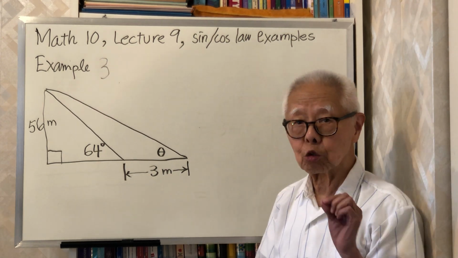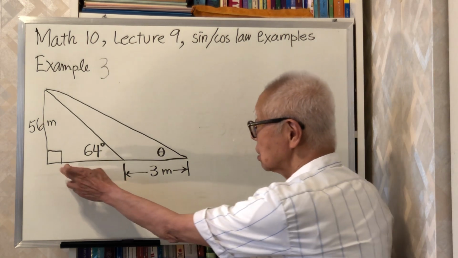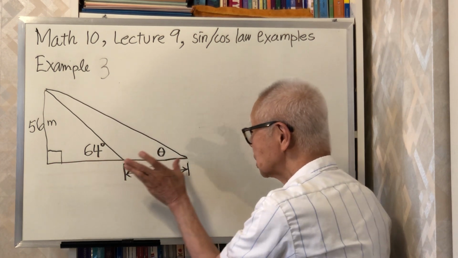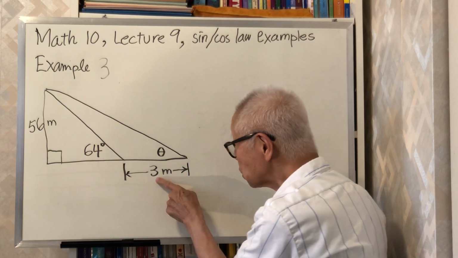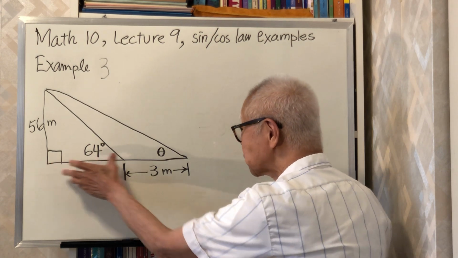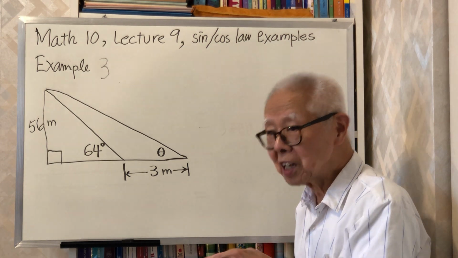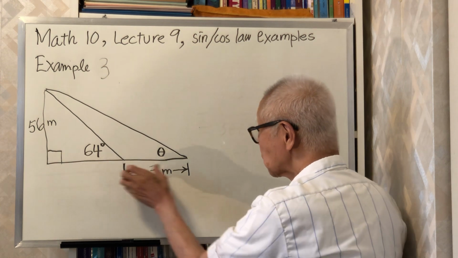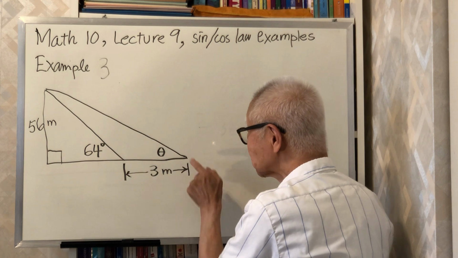Now, what idea do we use to do this problem? We use this idea. This line segment, subtract this line segment, is equal to 3. How long is this line segment? You use the idea of example 1 and also example 2. The line segment here is 56 divided by tangent theta.